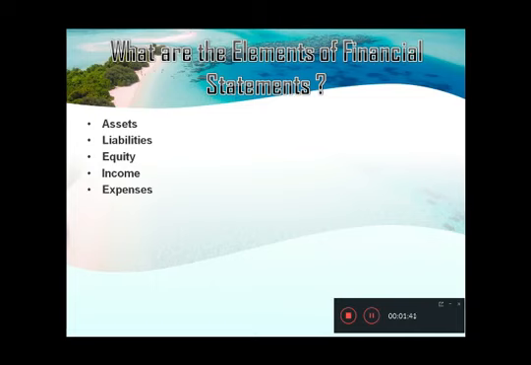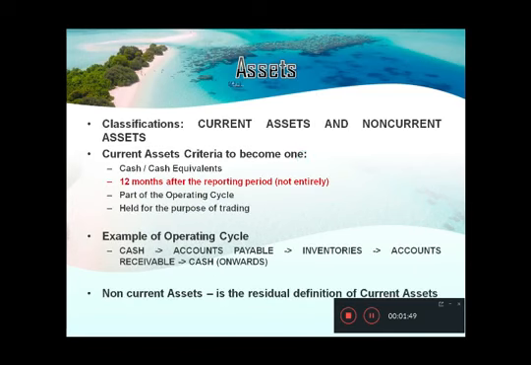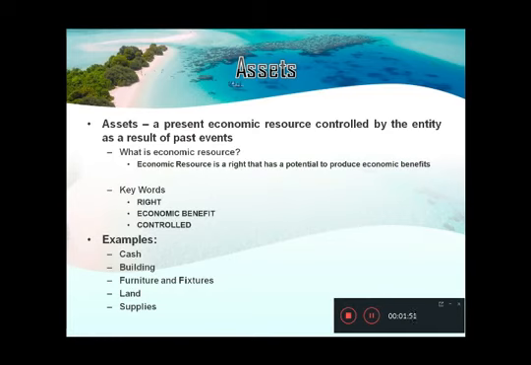So, what are the elements of financial statements? Meron tayong assets, liabilities, equity, income, and expenses. So, assets: a present economic resource controlled by the entity as a result of past events. What is economic resource? Economic resource is a right that has a potential to produce economic benefits. So, keywords: right, economic benefit, controlled.